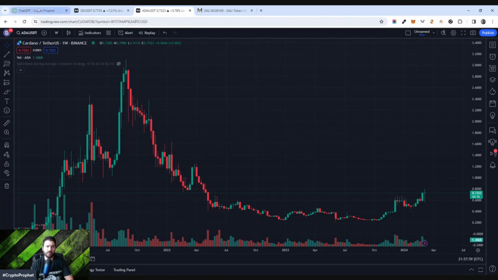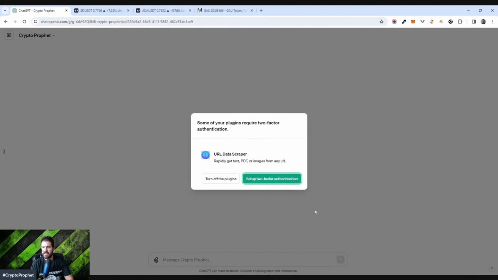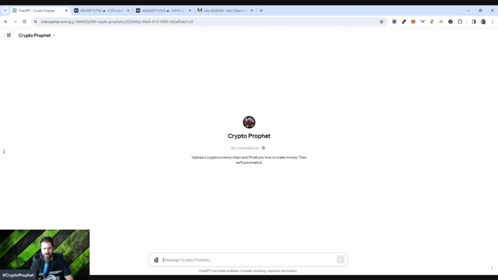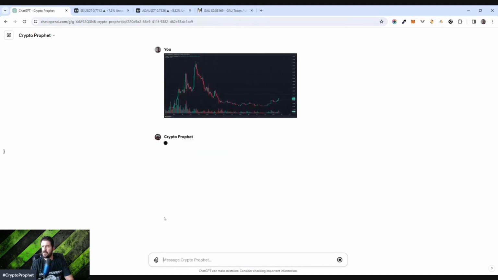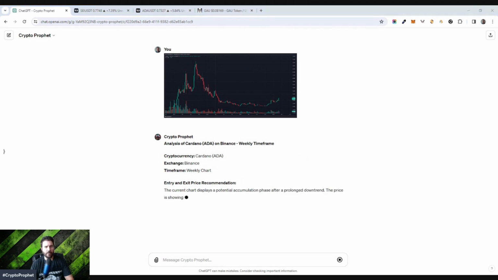So let's go back to Crypto Profit and see what it has to say. Let's turn off the plugins right now. Not sure what it's doing there. It didn't somehow follow through. Let's just paste the chart in and have it analyze this chart. So I pasted the chart. It's taking a moment to look at it. Now it's starting its analysis, and let's just wait one moment as it does its magic.